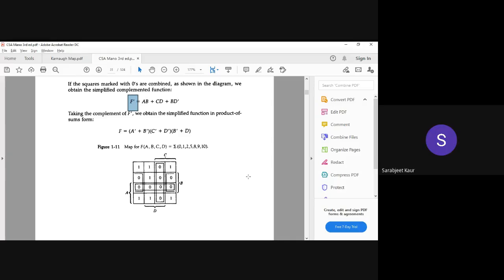Now my final answer will be when I take the complement of this expression. So let us take the complement of this expression by De Morgan's law. What will I get? A dash or B dash, ANDed with C dash or D dash, ANDed with B dash or D. Yes or no? Right. So the final expression, please see, is in the POS form.